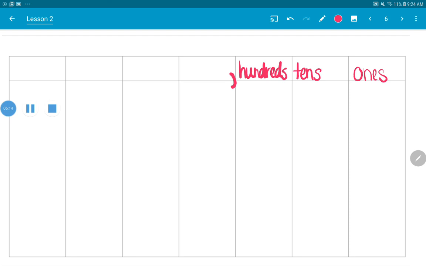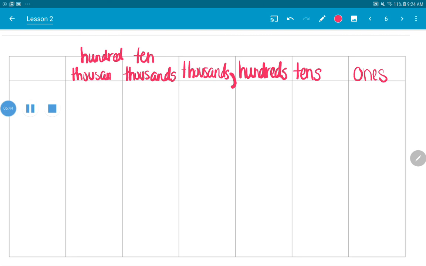Okay, then after my hundreds, my next largest place value is the thousands. Then the 10,000s. Do we have to have the commas on there? It's a good habit to get into. Then after 10,000s is 100,000s. Okay, I've gotten to my next period. So I'm going to put a comma to separate my 100,000s from the what, Caden? Millions.